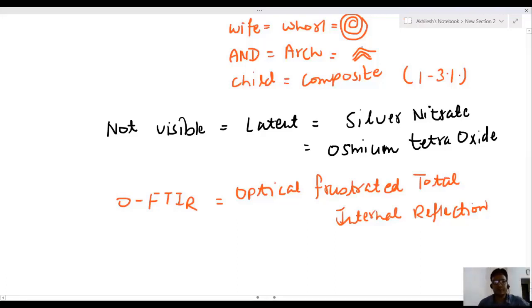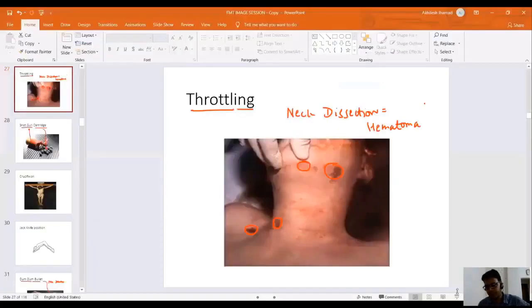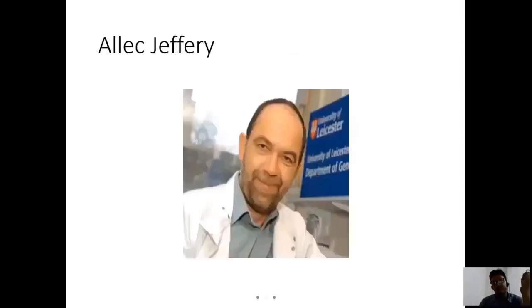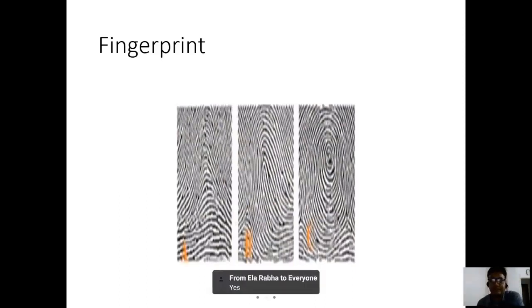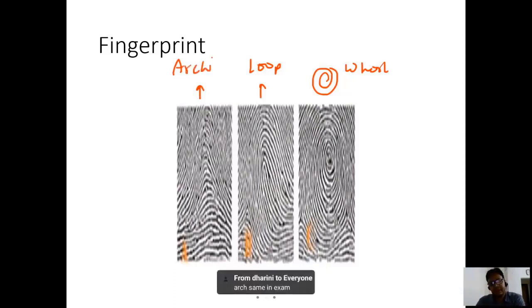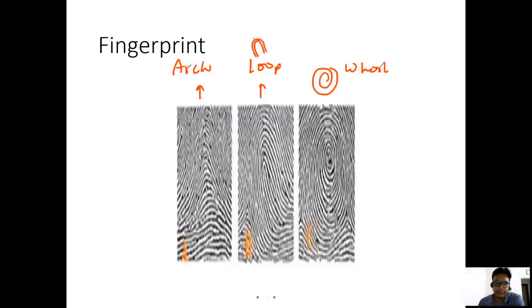Let's go, first I will show you the picture, then I will ask you some questions. See, this picture comes in exam. I think this picture came in a recent exam. This is loop variety. This is whorl variety. This is arch variety. I think the question was on arch variety.